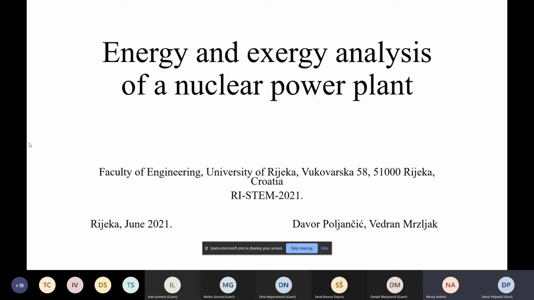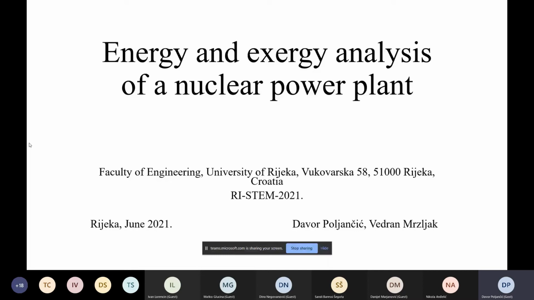Hello and good day to all. My name is Davor Poljancic, and I'm a student at the Faculty of Engineering, University of Rijeka. Today I will tell you more about our article titled Energy and Exergy Analysis of a Nuclear Power Plant. This article was made in cooperation with Professor Vedran Mrzljak.